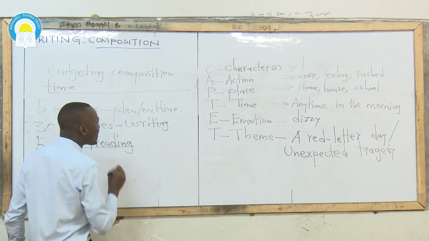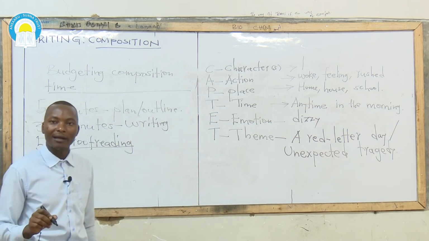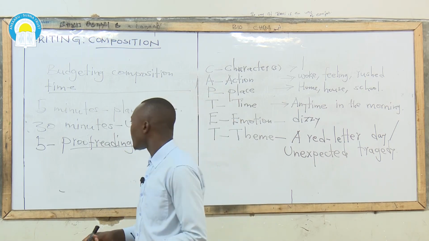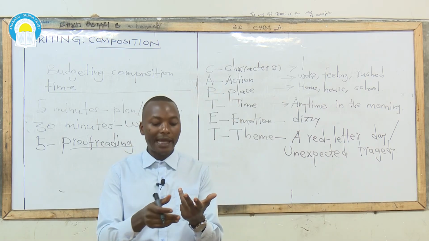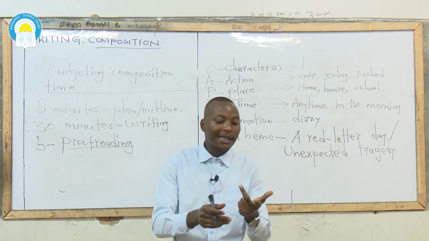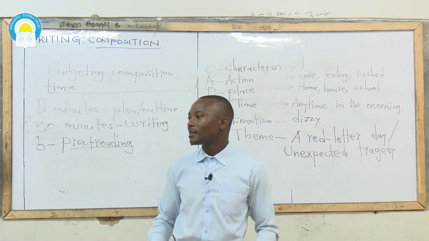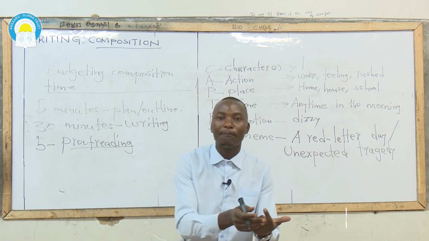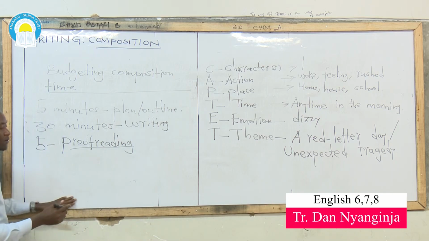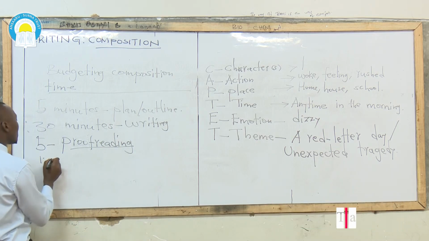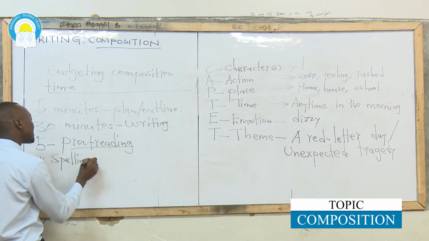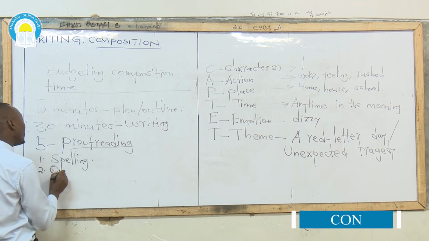Why should the learner proofread his or her work? Number 1 is to correct spelling mistakes. Number 2 is to correct omitted words. Number 3, to correct repeated words. Then number 4, to check on some punctuation. So, importance of proofreading. Number 1, to correct spelling mistakes. Number 2, to correct the omission of words.